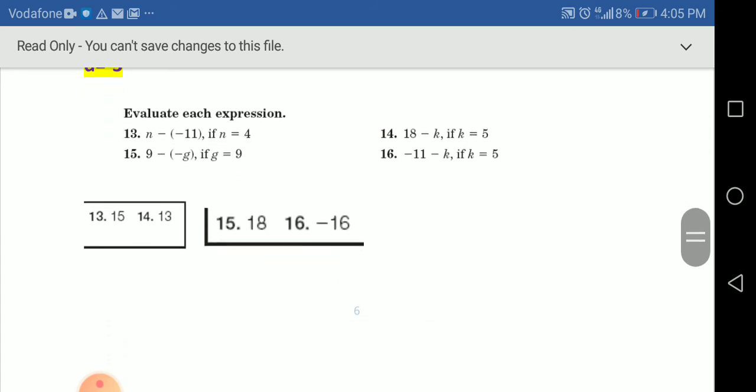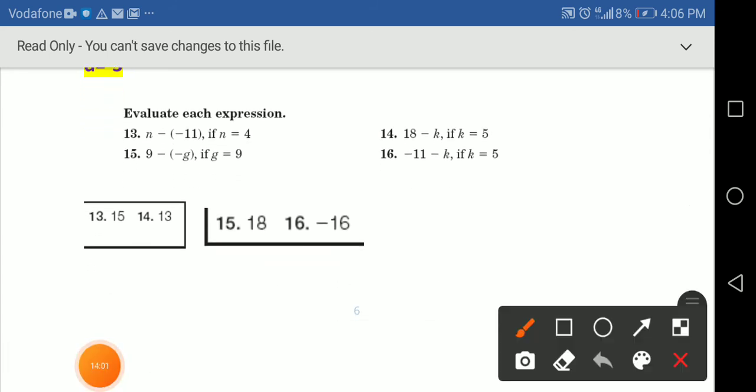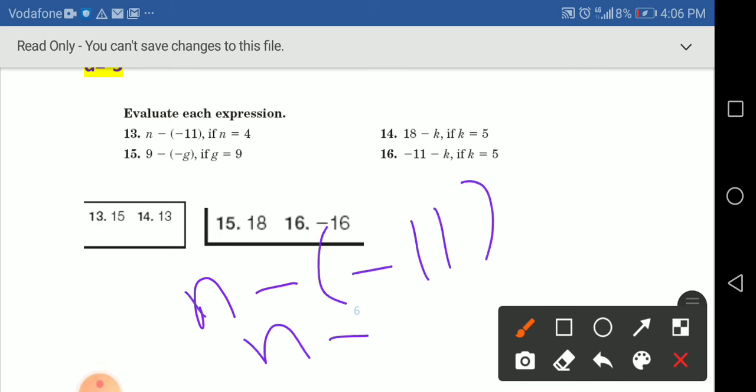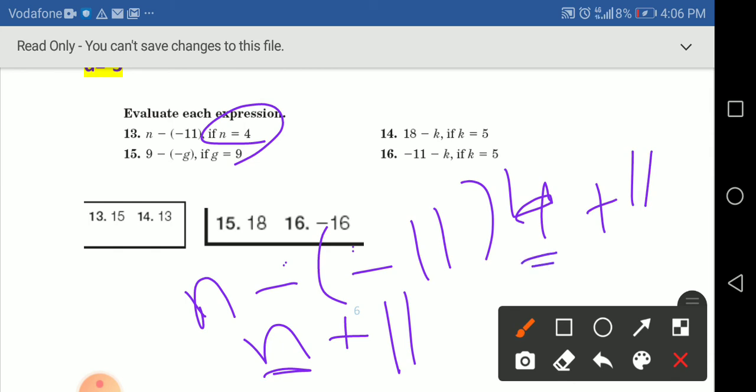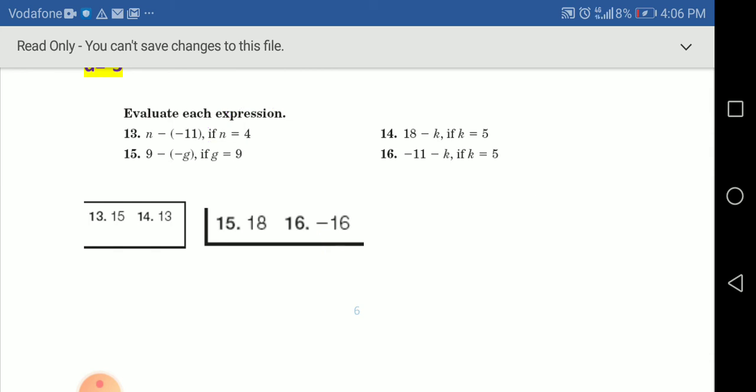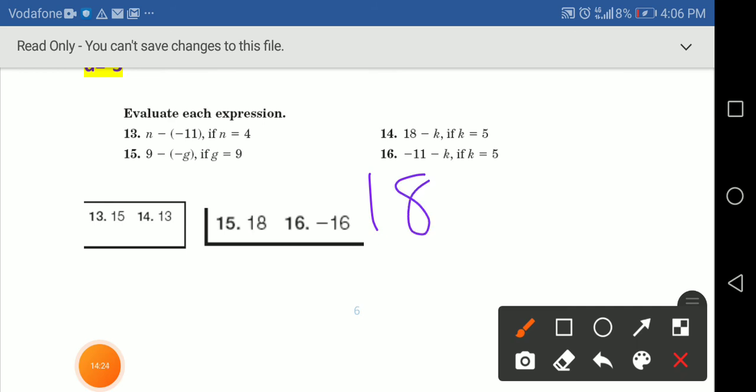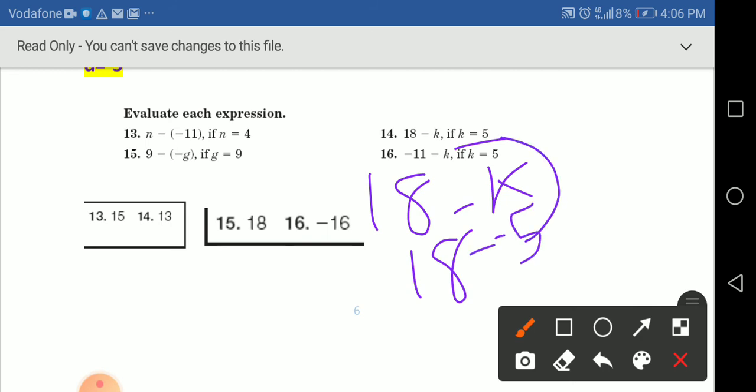Let's solve. Evaluate each expression. So guys, n minus negative 11. I have n minus times negative, negative times negative, positive 11. When n equals 4, substitute 4 instead of n. So 4 plus 11 equals 15. Another one, number 14. 18 minus k, and k is 5. So 18, instead of k, I write 5. Minus 5, okay? So the answer is 13.